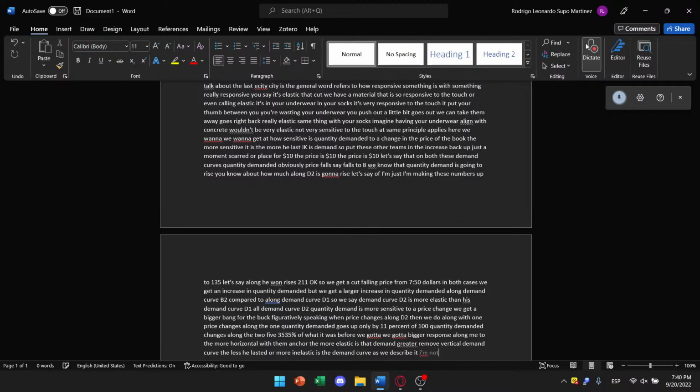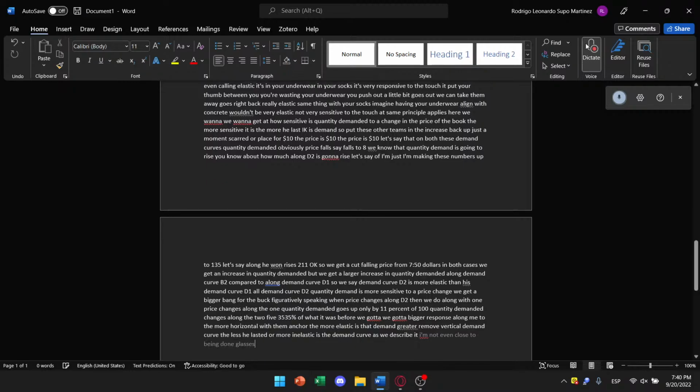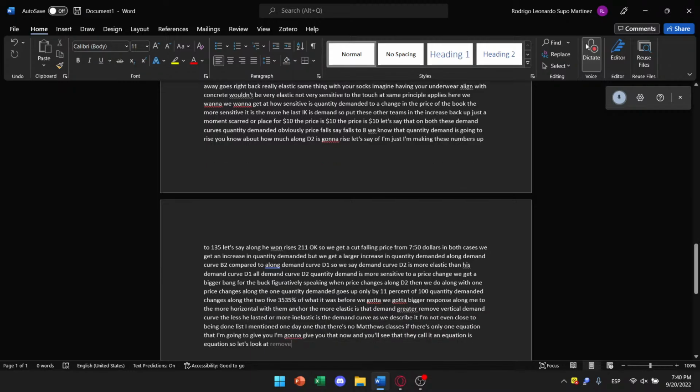I'm not even close to being done with elasticity. I mentioned on day one that there's no math in this class. There's only one equation that I'm going to give you. I'm going to give you that now. And you'll see that to call it an equation is glorified. It's not really an equation. So we actually have a measure of the elasticity of demand. And that's the equation. That's as much math as we get in this class.